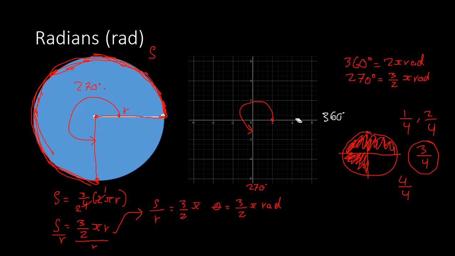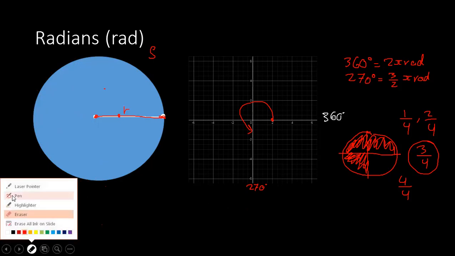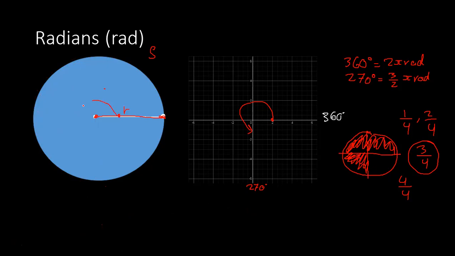How about if you form 180 degrees? If you form 180 degrees, you will actually form a straight line. For example, starting from here, going there, you will form 180 degrees. The only thing covered is half of the circle. That means it is one half of the circumference, or 2 over 4, which is just the same as one half.